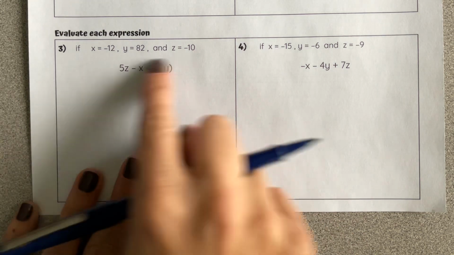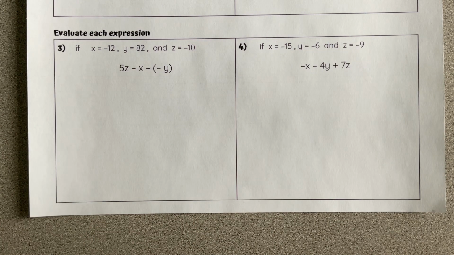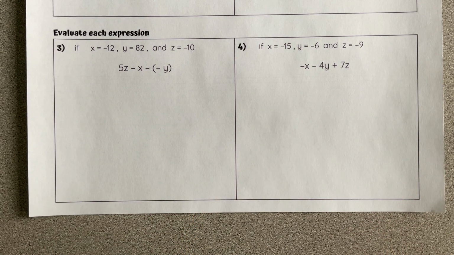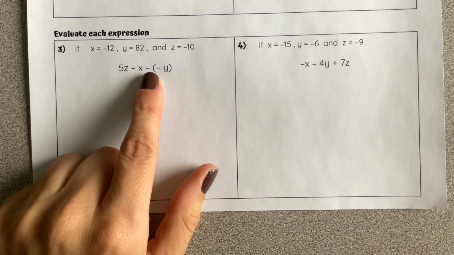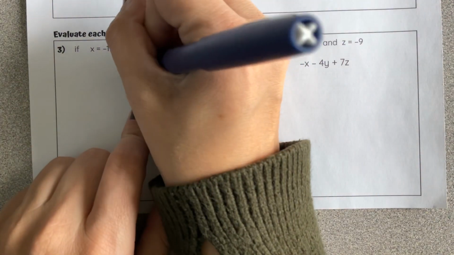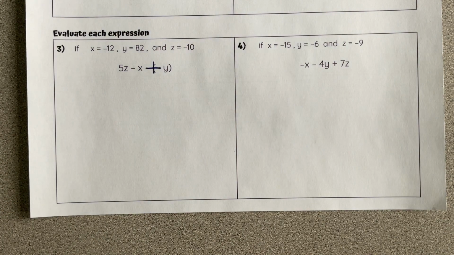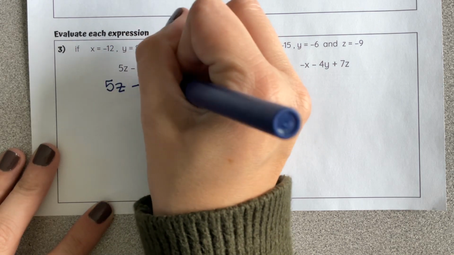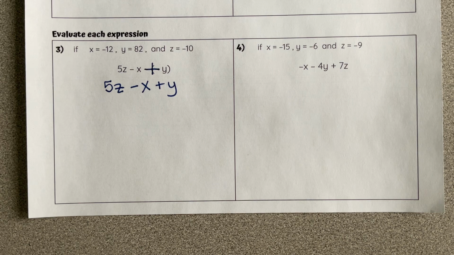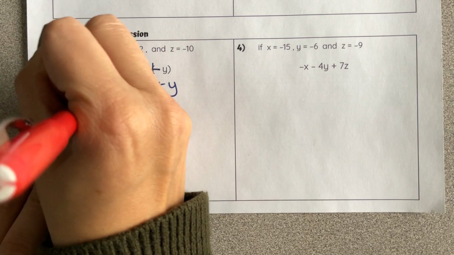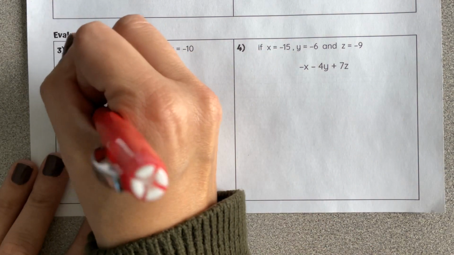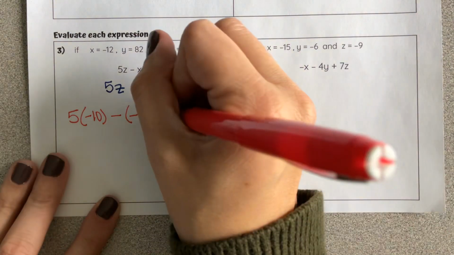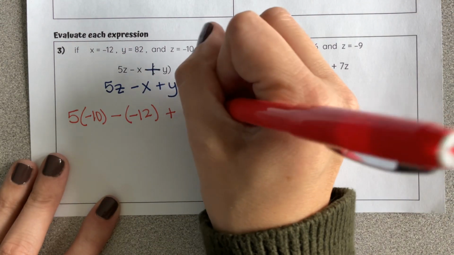Okay, for this next one, we put what the numbers equal in the actual problem here, because they're different for both of these. So for number 3, I don't see any exponents that I have to worry about, so I'm going to simplify when I see this double negative first. So I see the minus, negative, that double negative means plus. So really, if you want to rewrite it, we have 5z minus x plus y. Now I'm going to plug in. We have 5 times our z value, which is -10, minus our x value of -12, plus our y value of 82.